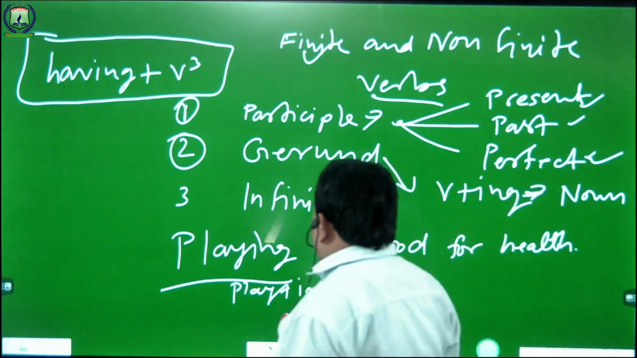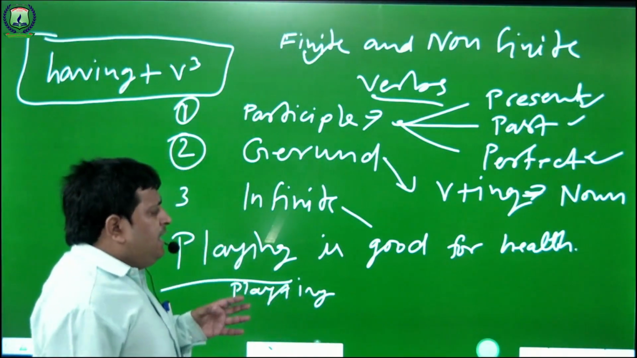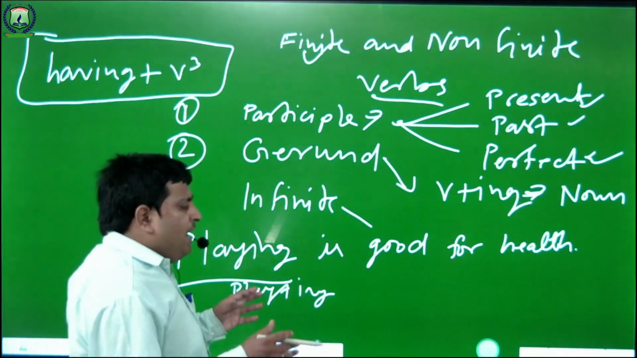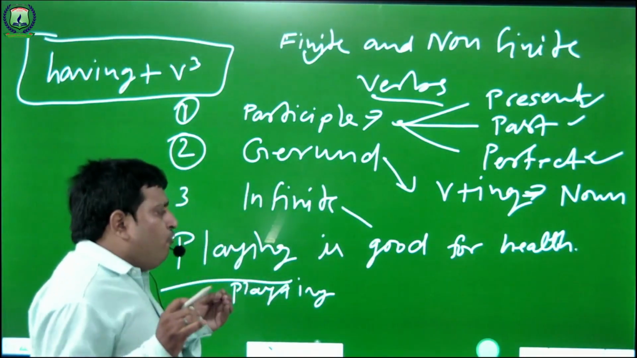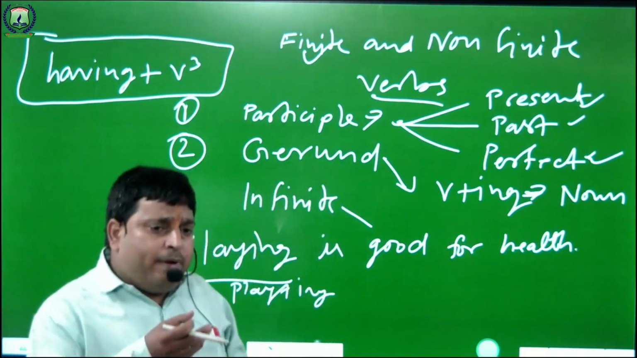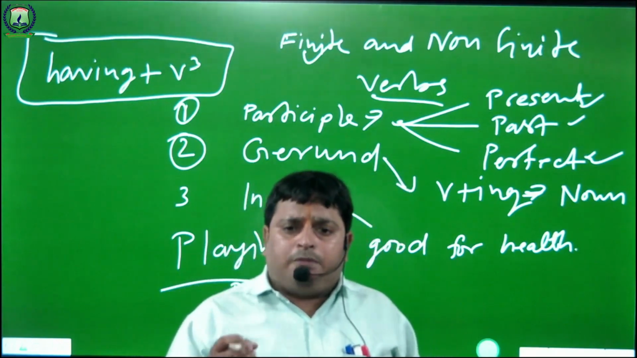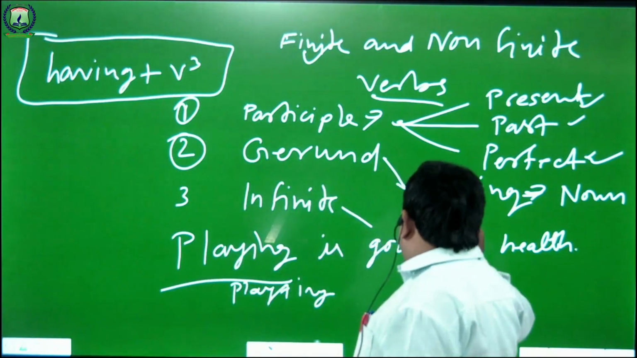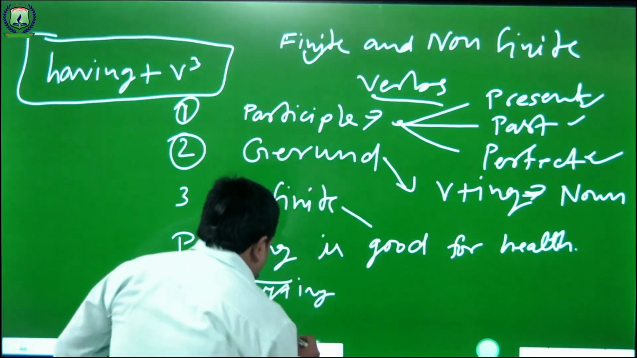It means now you can take any other kind of verb: playing, smoking, drinking. Now such kind of verb, when you are using it before in the sentence and you are making it a noun, you are making it a subject, so these verbs are known as gerund. Okay, smoking is injurious to health.